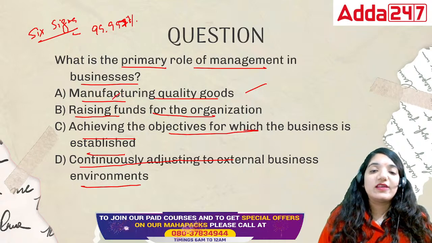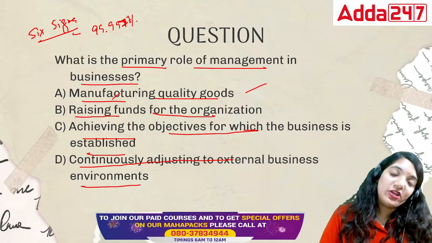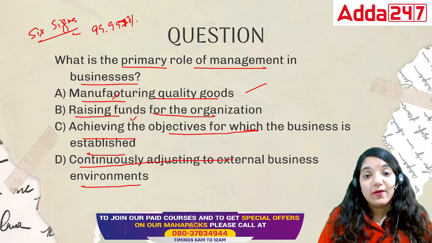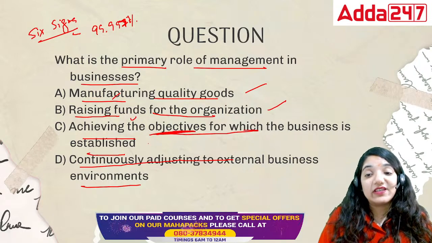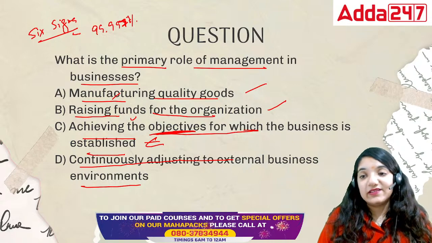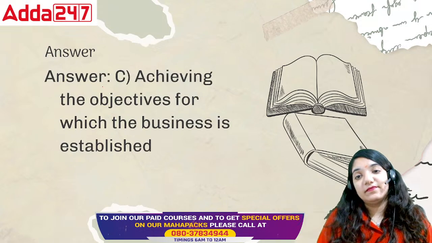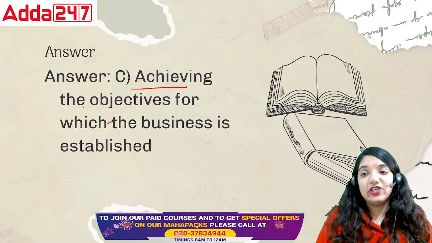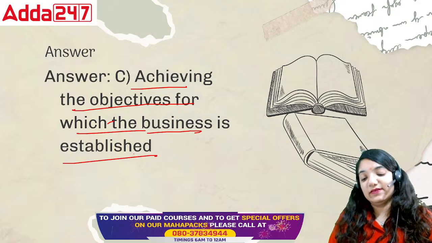Raising funds for the organization. Why do we work? We raise funds, produce, and then we sell. So this is also there. But the point is, this is still not the primary. First you set up the objectives and you try to achieve them, isn't it? So the answer is C. Achieving the objectives for which the business is established.